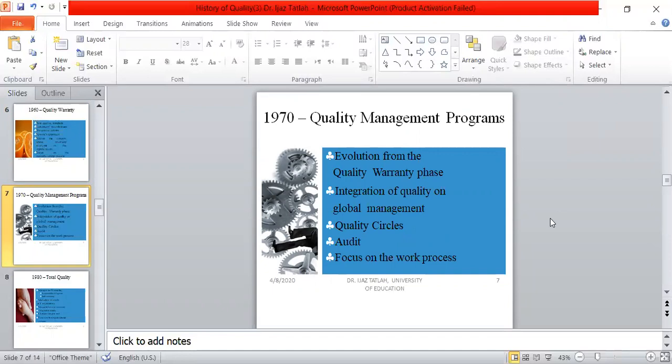The next step that came into the market after quality warranty or quality assurance was quality management. Integration of quality on global management in quality circles became audit and focus on work progress. An auditor has a checklist with him. He checks things to see if they are not according to the specification and provided formats, provided requirements. If it is okay, then the quality has been managed. Otherwise, they are compromising on quality.